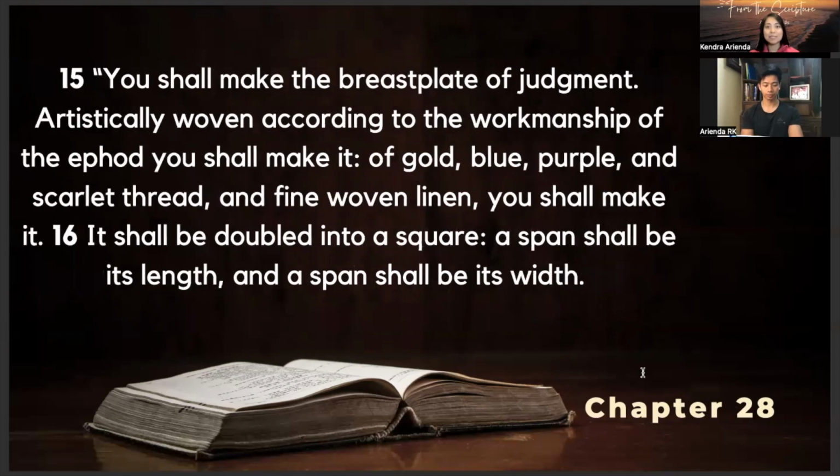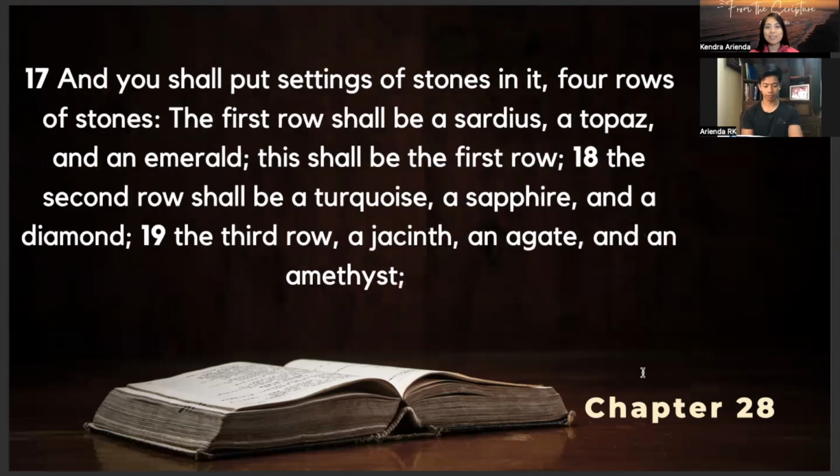You shall make the breastplate of judgment, artistically woven according to the workmanship of the ephod. You shall make it of gold, blue, purple, and scarlet thread, and fine woven linen. You shall make it. It shall be doubled into a square. A span shall be its length, and a span shall be its width. And you shall put settings of stones in it, 4 rows of stones.